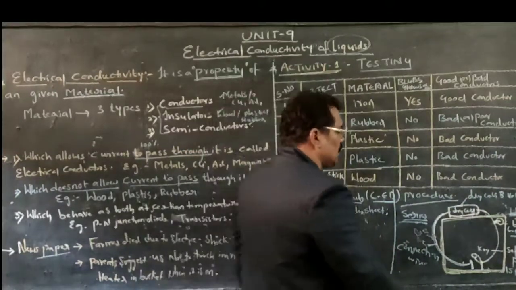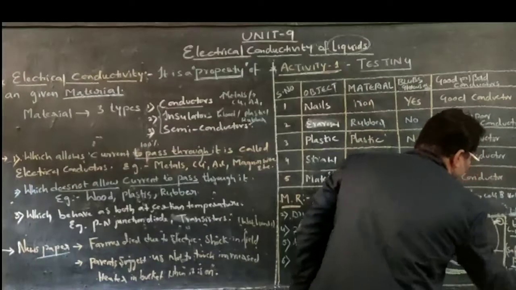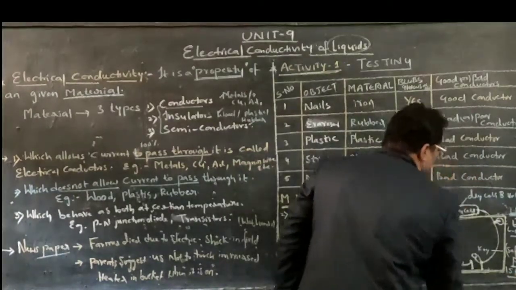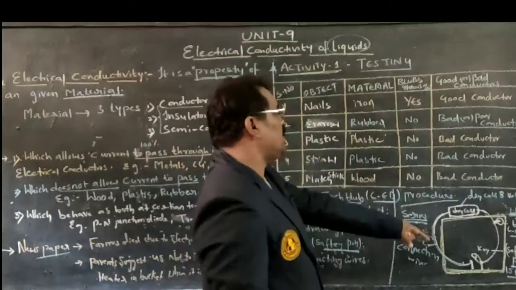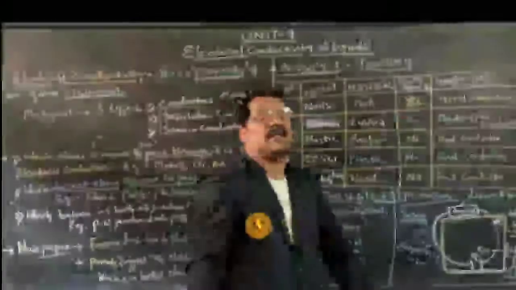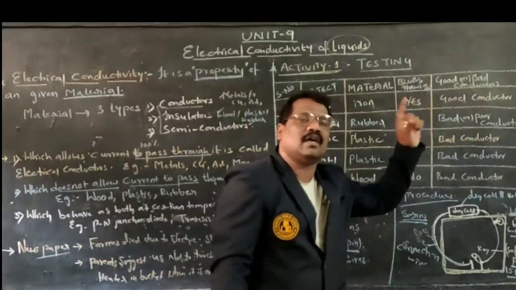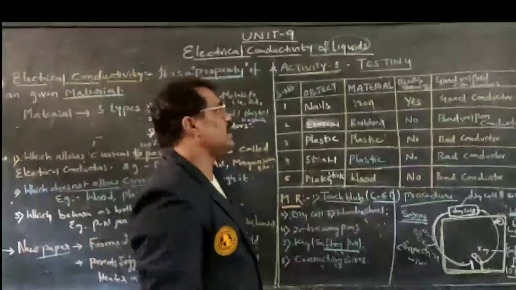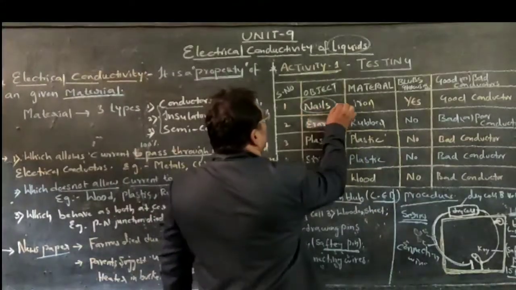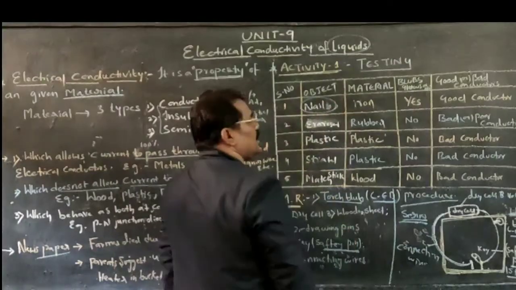Then afterwards, the key, the safety pin. The safety pin is made up of the metal called steel, which can allow electricity to pass through. Therefore, it is a good conductor of electricity. Next, take a nail. Next I have taken a nail.